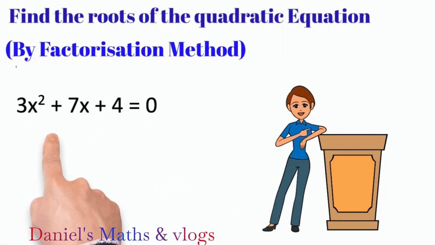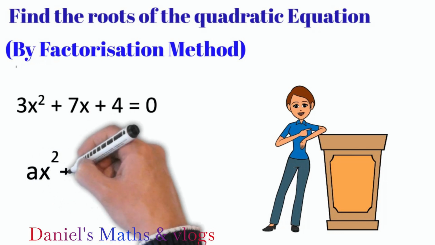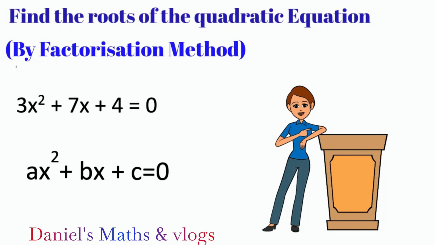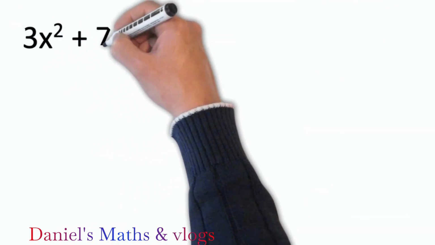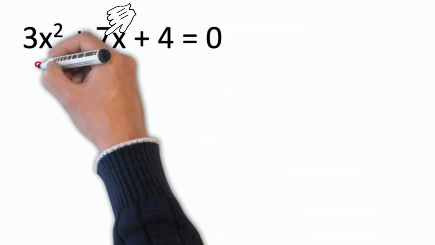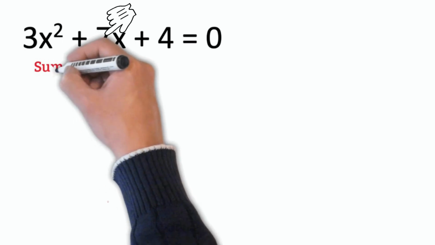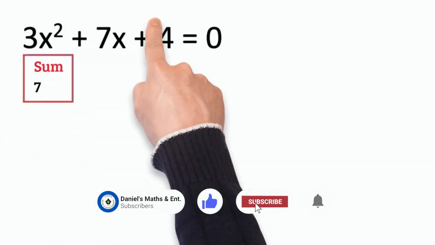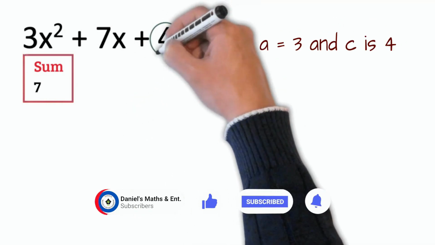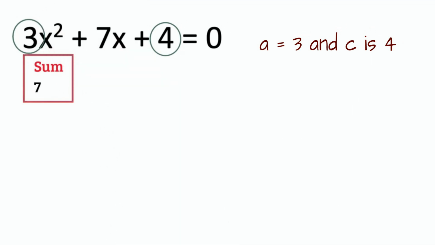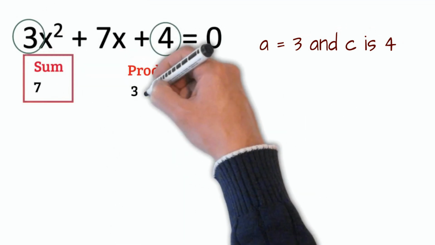Here, the quadratic equation is 3x squared plus 7x plus 4 equals 0. This is in the form of ax squared plus bx plus c equals 0. The degree of this equation is 2, so it has 2 zeros. For the middle term, the sum is 7. The product is 12. Getting the product: multiply the coefficient of x squared and the constant, 3 into 4, which is 12.